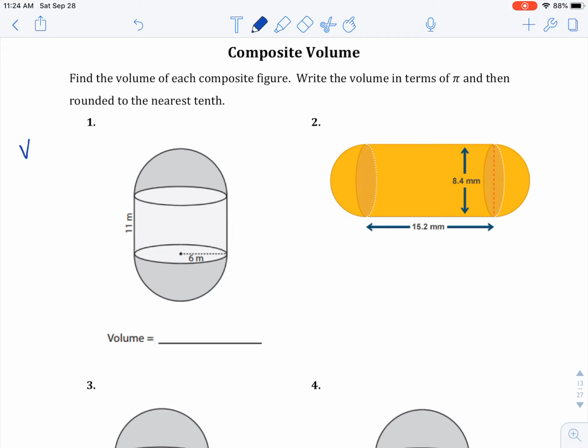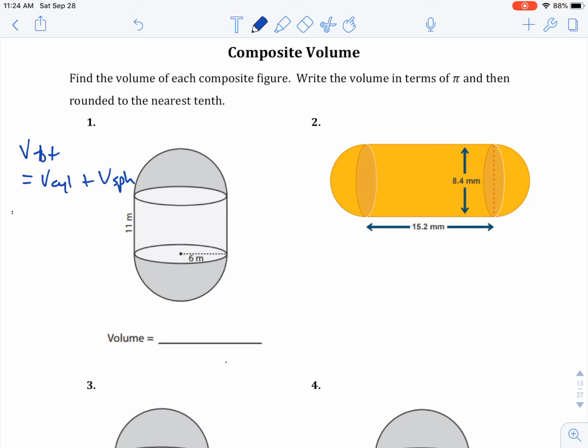So our total volume, V total, if we call it that, V tot, is going to be the cylinder plus the volume of the sphere. Because again, the two halves there make a full sphere. So the 6 here is the radius of the cylinder, and it's also the radius of the sphere, because if you were to bring the other half of the sphere down, that 6 would still be the radius of that as well.